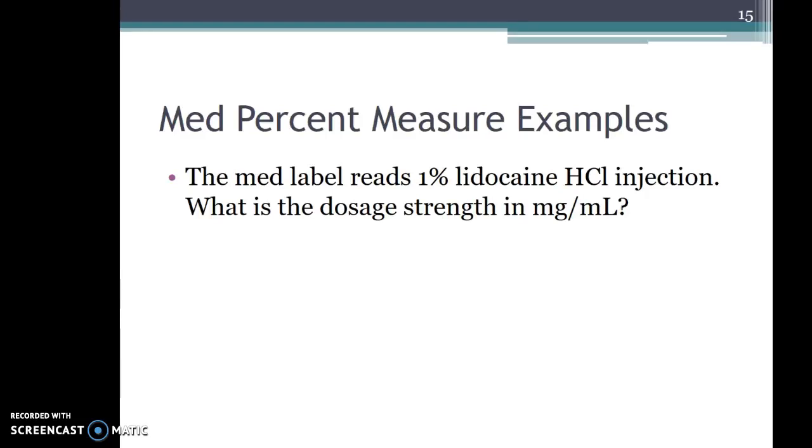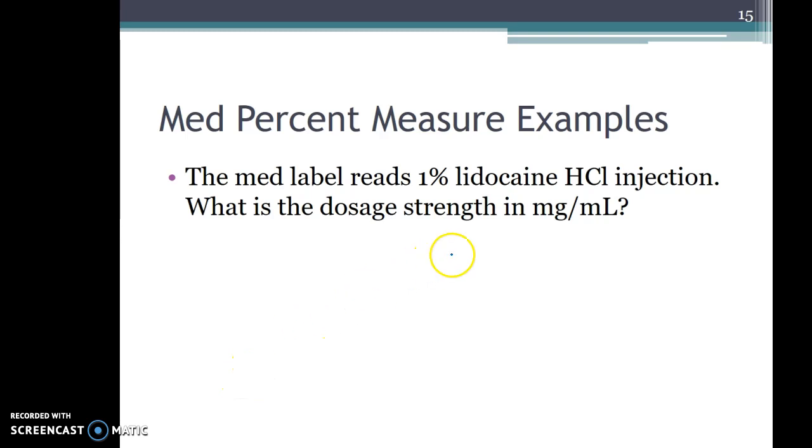For this example, we're dealing with a med that is given as a percent measure problem. The med label reads that it's a 1% lidocaine hydrochloride injection. What is the dosage strength in milligrams per milliliter? When I look at the question, it is asking me about the strength in milligrams per milliliter.